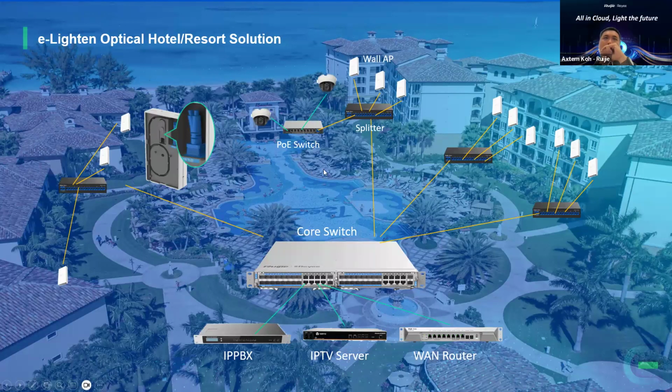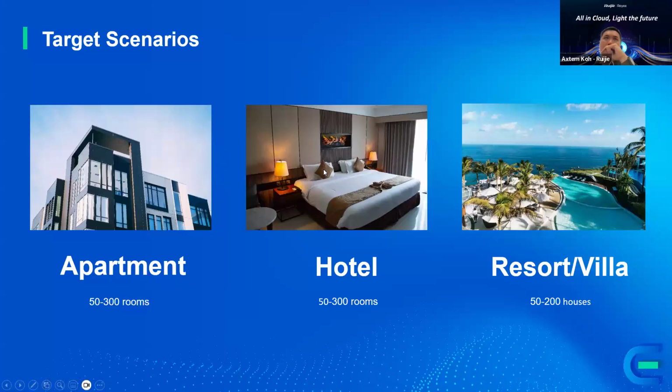So what I'm going to show you here, the market we are targeting is apartments, hotels, dormitories, resort villas. The sizing is between 50 up to 300 rooms. This product will be officially launched in July, but right now in Malaysia, we have already started to push this product. If you're interested in this solution, you can come with me.